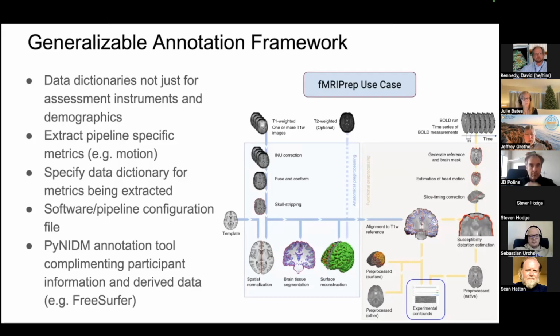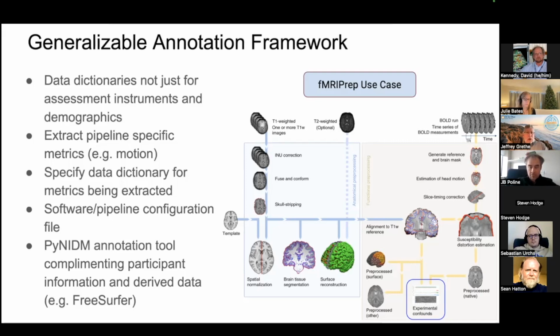And so, the ability to extract pipeline-specific metrics. Here we can specify a data dictionary for metrics that are being extracted and allow NIDM to use that data dictionary, along with an associated file that will describe the software tool being used so that we have appropriate provenance. In the example shown on the right, this brings in information from fMRIPrep. So if someone has run fMRIPrep on their data, we would have a standardized data dictionary and a tool that will allow that data to be brought in.